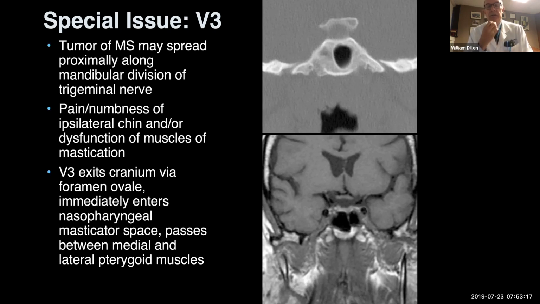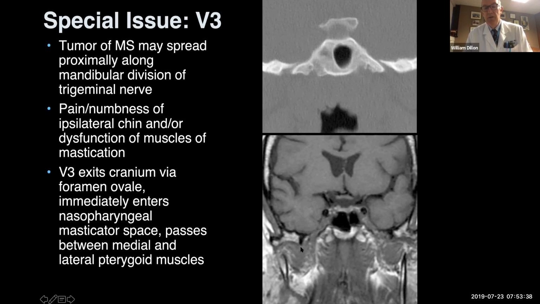So the numb chin syndrome can give rise to, or should be an alert that you may be dealing with tumors along the trigeminal nerve. And it exits the cranium via the foramen ovale, which is this structure right here, and immediately enters the nasopharyngeal masticator space. So here is V3 coming down.